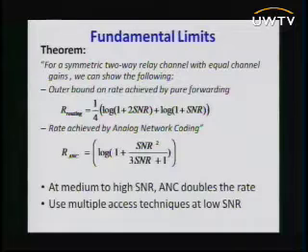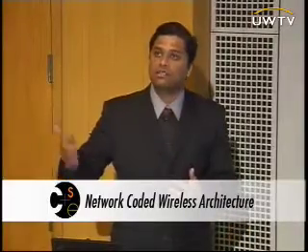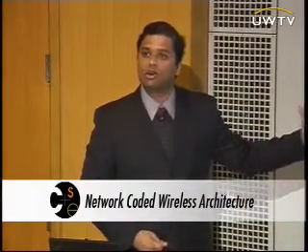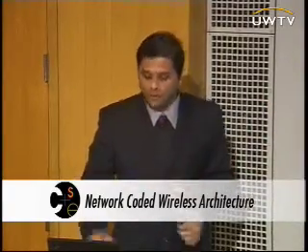So what this analysis tells you is that at medium to high SNR, ANC doubles the actual network throughput. But at low SNR, ANC can perform worse because you're re-amplifying noise at the router. So at low SNR, you actually use multiple access techniques to get the same performance to build this network. But at medium to high SNR, which is the common case in indoor 802.11 networks, you can use analog network coding to double your throughput.